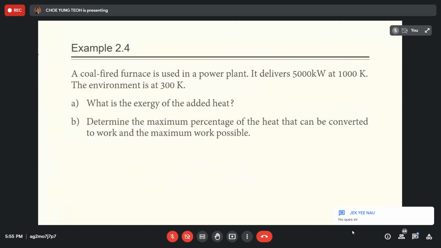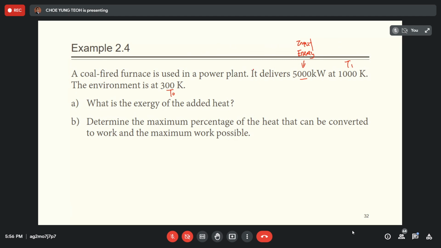A coal-fired furnace is used in a power plant. It delivers 5,000 kilowatt at 1,000 Kelvin, and the environment is at 300 Kelvin. Okay, so this is the total energy supply, or we call it an input. And this is the temperature of the input, and this is the temperature of the surrounding. So what is the exergy of the added heat? This is the total energy, but how much exergy do you have?